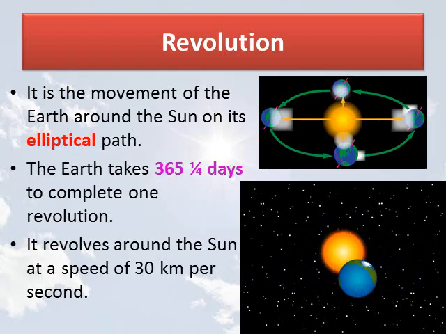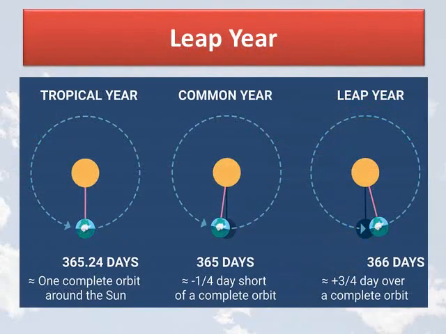It revolves around the sun at a speed of 30 kilometers per second. It travels 30 kilometers per second, and it takes 365 and 1/4 days to complete one revolution. So, dear children, a tropical year is 365.24 days, that is one complete orbit around the sun. Our common year is 365 days, that is 1/4 day short of a complete orbit.